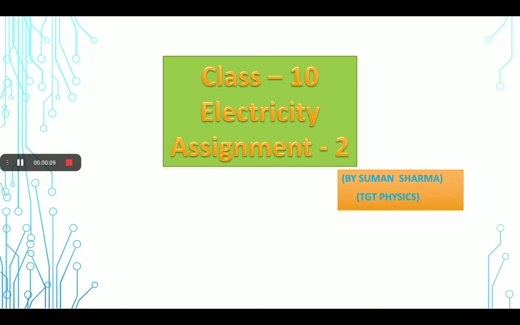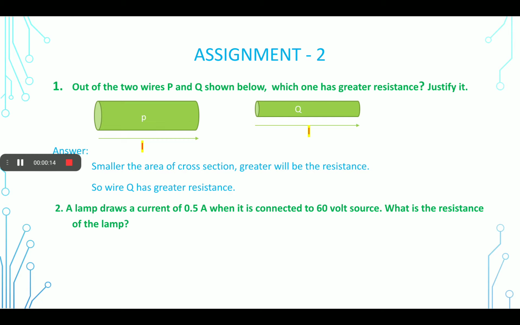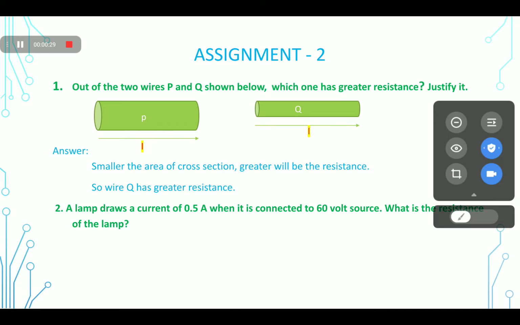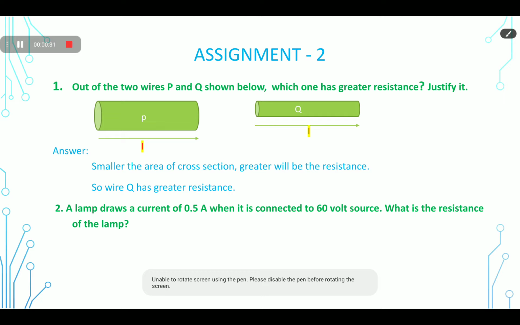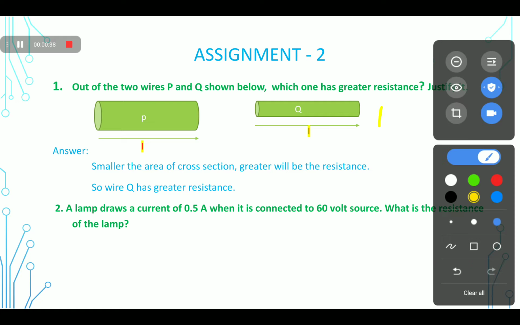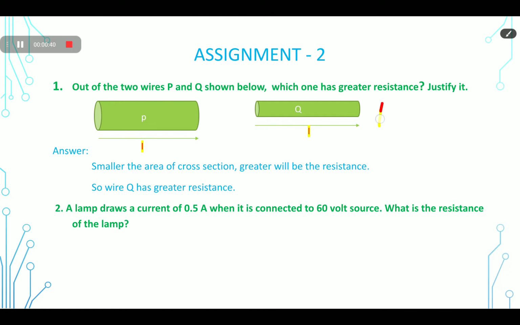And the video includes the solution of assignment 2. Here, the first question is: out of the two wires P and Q as shown below, which one has greater resistance? Justify it. So, students, you know that the resistance of any conductor is inversely proportional to the area of cross section.